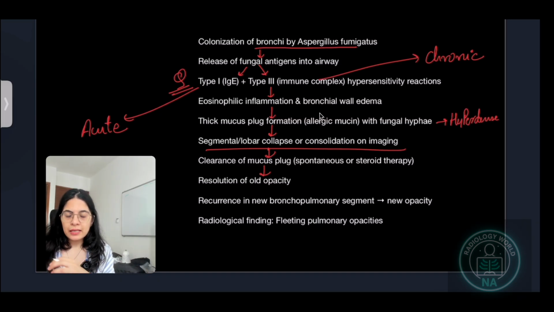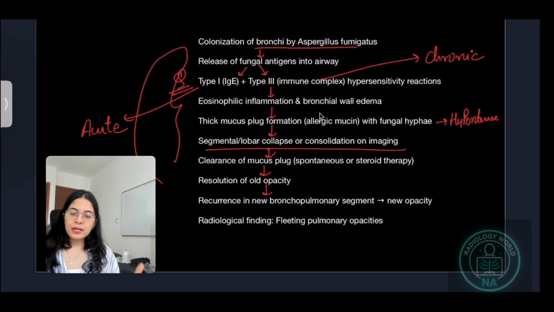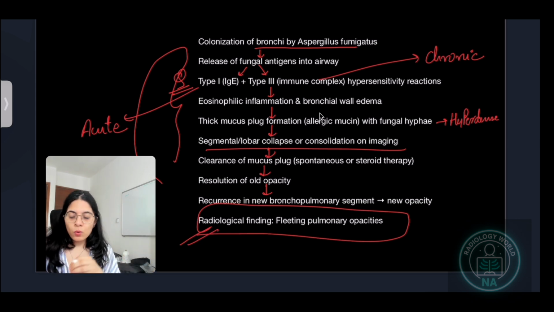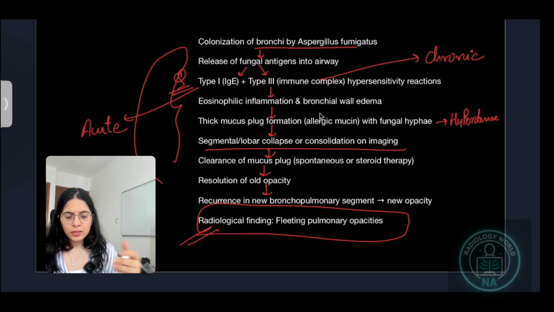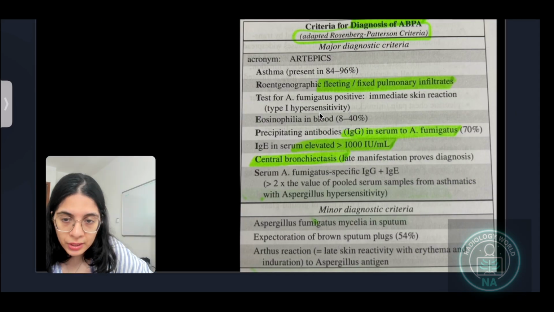But what happens? The fungal elements are already present. So this entire pathway is going to repeat itself and that will lead to recurrence in a new bronchopulmonary segment. This is going to lead to a new radiological finding, which is fleeting pulmonary opacities. Okay, in one place it gets cleared, again there is a hypersensitivity immune reaction occurring at another segmental bronchus and a new opacity. So the patient will give you a history of eosinophilia with hyper IgE, and there are fleeting pulmonary opacities. Again, this is commonly tested. You are going to give a diagnosis of ABPA.